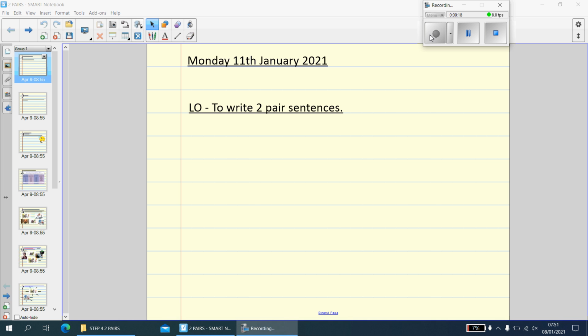Today we are going to be writing a two-pair sentence. So I would like you to pause me here and write your date and LO. Don't forget, please, to leave a line between the both of them and underline them with a ruler. I'm looking for that super neat writing, and hopefully if you send me in a picture of your work, I will give you a little shout out in one of our welcome videos in the morning. So pause me here whilst you write it and then press play when you're ready to move on.